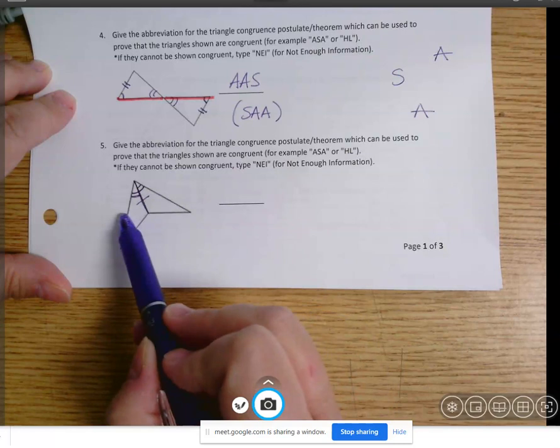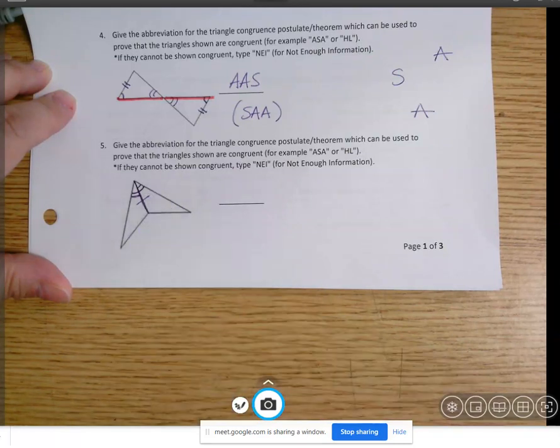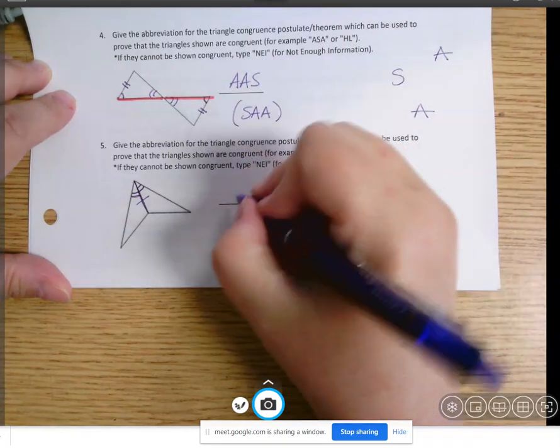Sorry. I don't know anything about those sides. I don't know anything about these sides. I know nothing else. So that's not enough information.